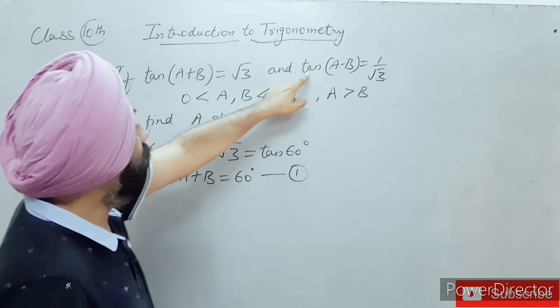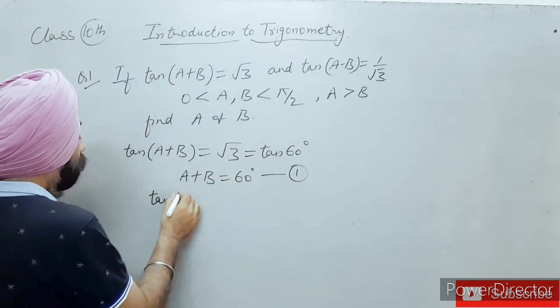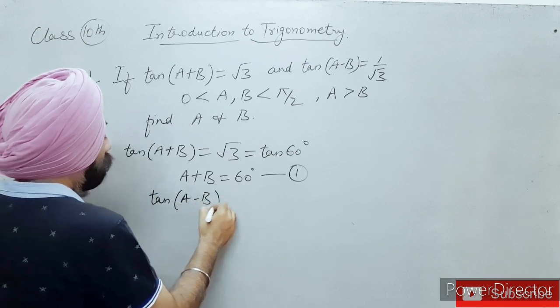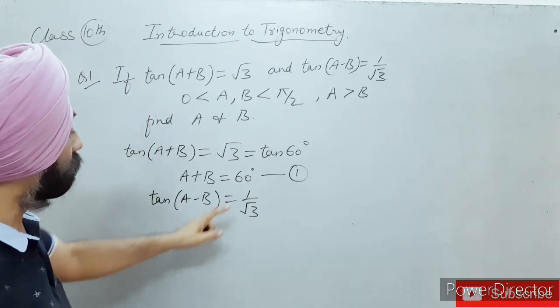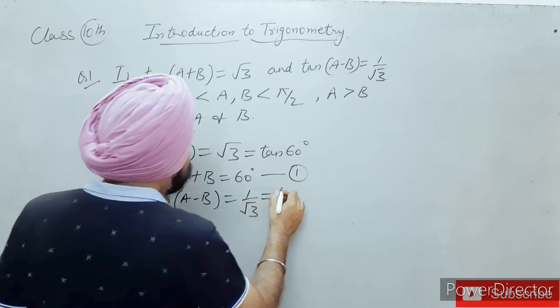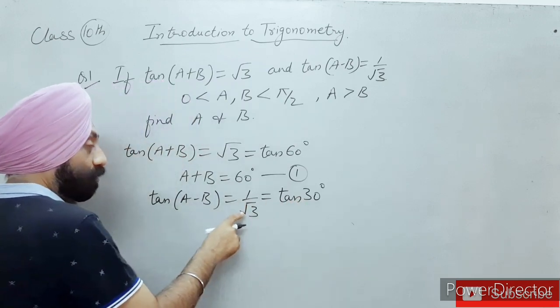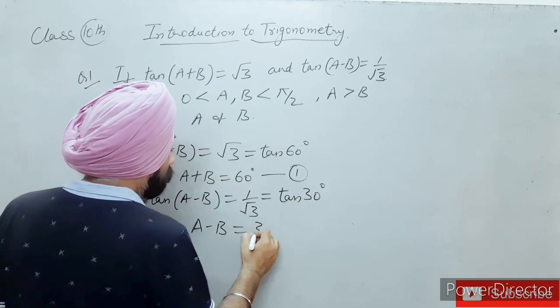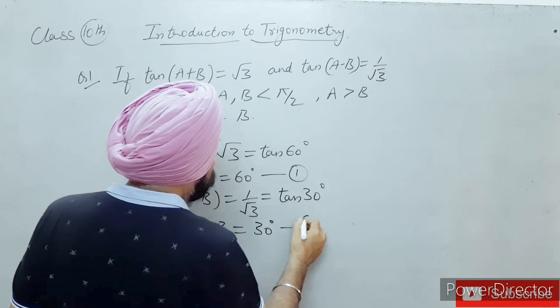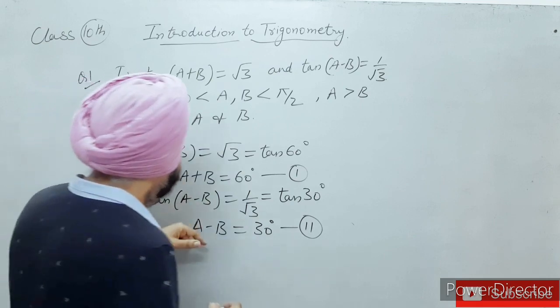Similarly, I have tan of A minus B equals 1 by root 3. Now, which angle of tan has got this value? It is 30 degrees. Tan of 30 is 1 by under root 3. So I get the second equation, that is A minus B is equal to 30 degrees. These are the two equations to be solved for A and B.